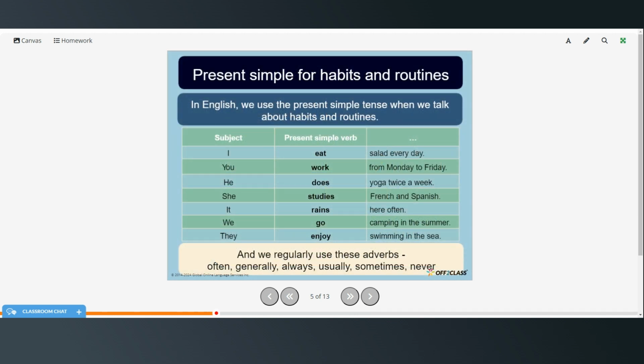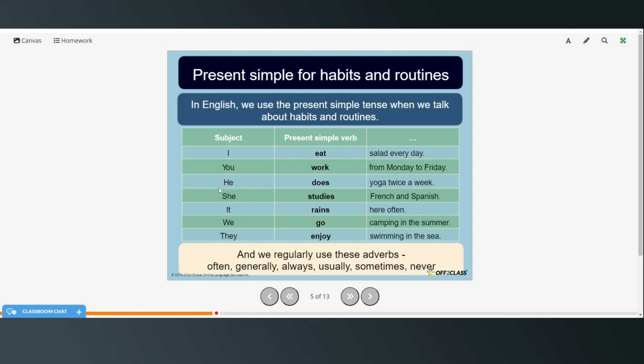All right, so present simple for habits and routines. We use the present simple when we talk about habits and routines. So for example, I eat salad every day. So every day would be a habit or a routine. You work from Monday to Friday. He does yoga twice a week.